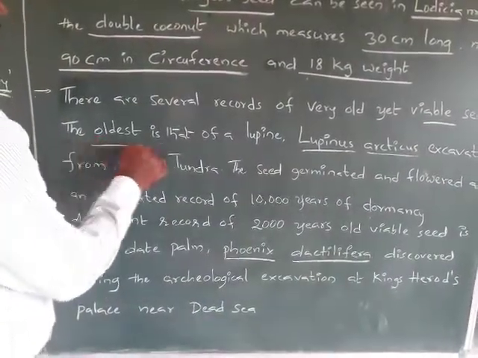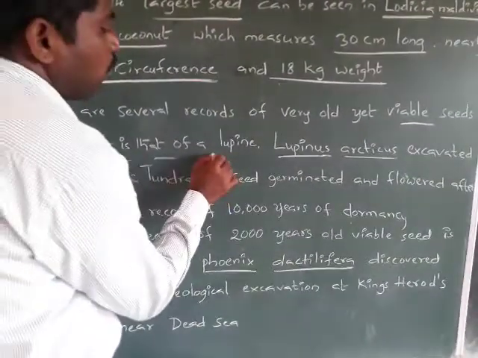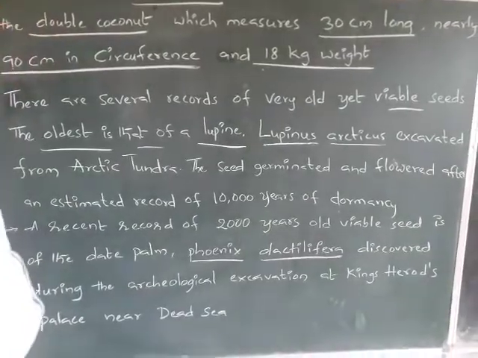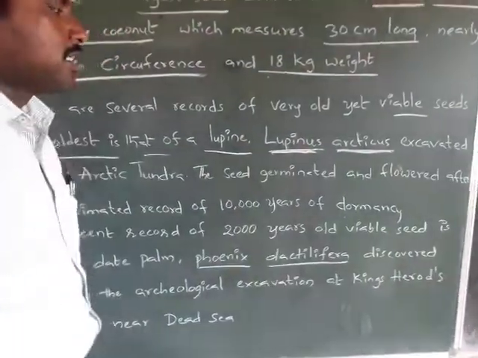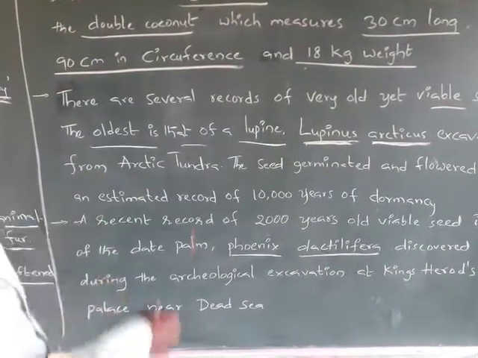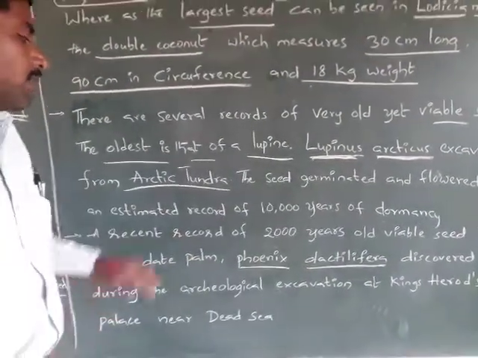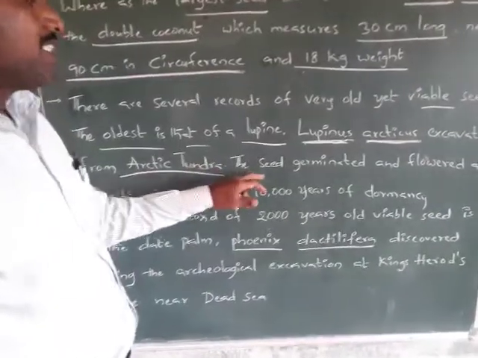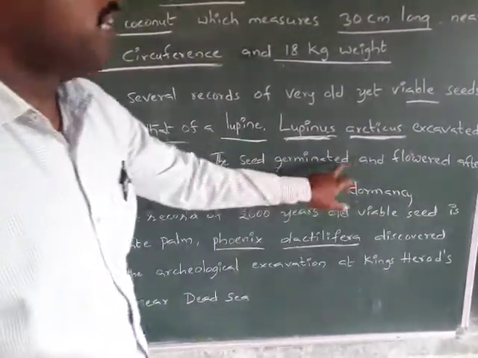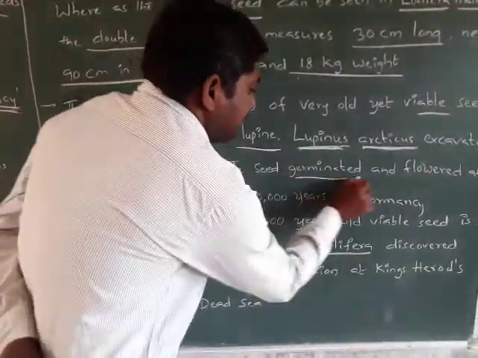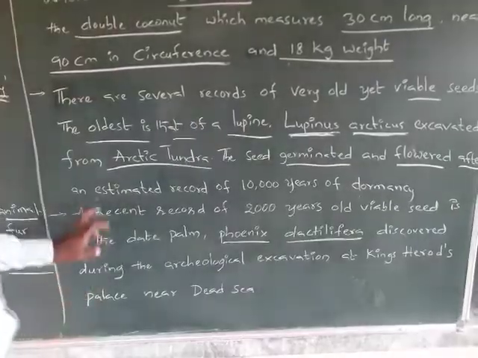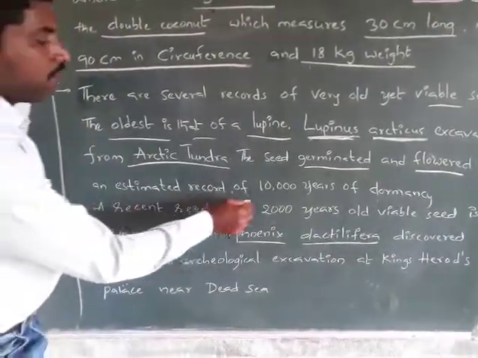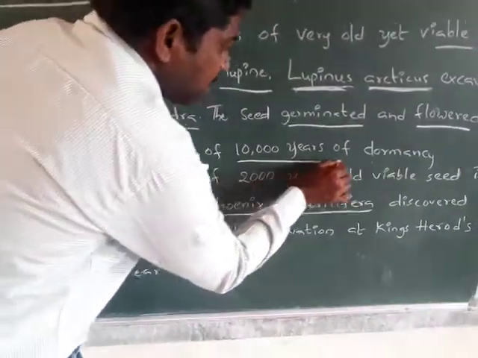Here the oldest is that of the lupin, Lupinus arcticus, excavated from the Arctic tundra. The seed germinated and flowered after an estimated record of 10,000 years of dormancy.